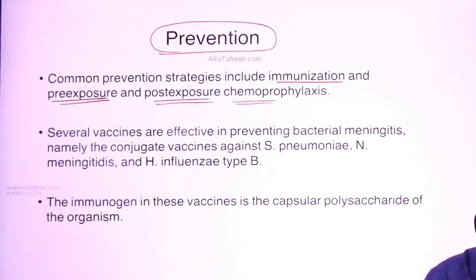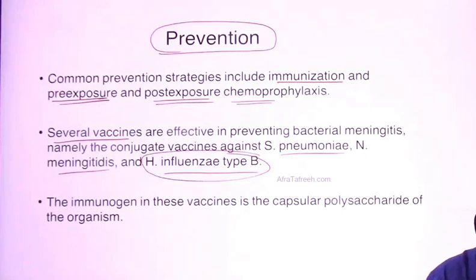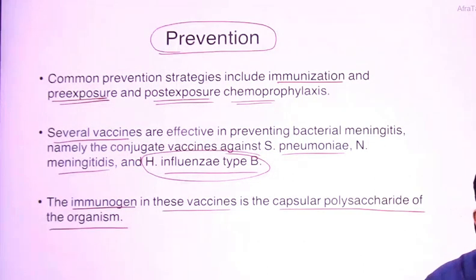A post-exposure chemoprophylaxis. Fine. Several vaccines are effective in preventing bacterial meningitis that we have already done, like against pneumo, against meningo, against Haemophilus influenzae. Okay, and out of them, if somebody asks which is the best vaccine, that is regarding the one that has decreased the incidence of this particular organism. The common thing in all these vaccines is that the immunogen is the capsular polysaccharide of the organism, which is the main immunogen in all of them.